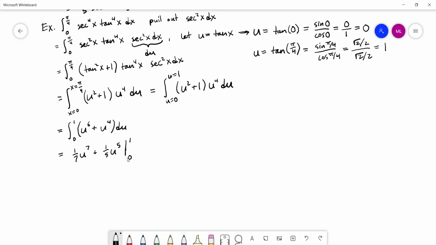The lower bound, when we plug in 0, it's not going to contribute anything. Both of these will disappear. They'll become 0. And only the upper bound will contribute, so it's just going to be 1/7 plus 1/5. And if you want to write that with a common denominator, the common denominator would be 35. So 1/7 is 5/35. I'd multiply the top and bottom of this by 5, top and bottom of this by 7, plus 7/35, and we get 12/35 as our final answer. So there's the answer for that one.